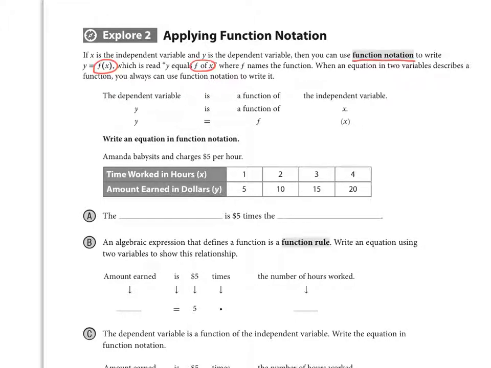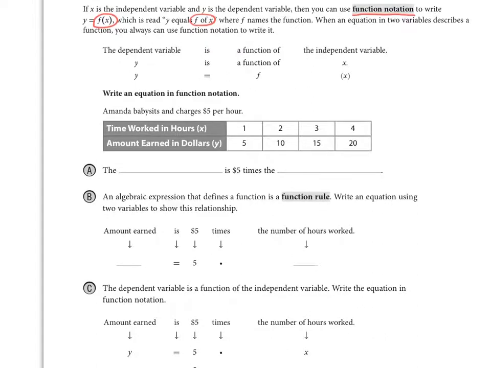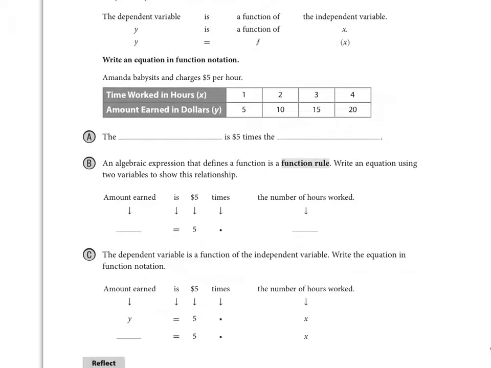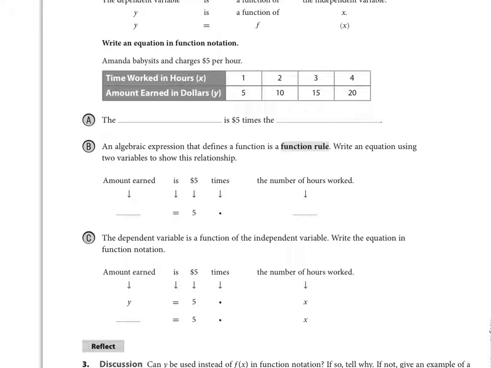And so let's take a look at how this actually works in our equations. So we're going to write an equation in function notation. So we have this situation. Amanda babysits and charges $5 per hour. So there's a table of values. We have a description as well that we can use. So to write our description here, part A, the cost is $5 times the hours worked.